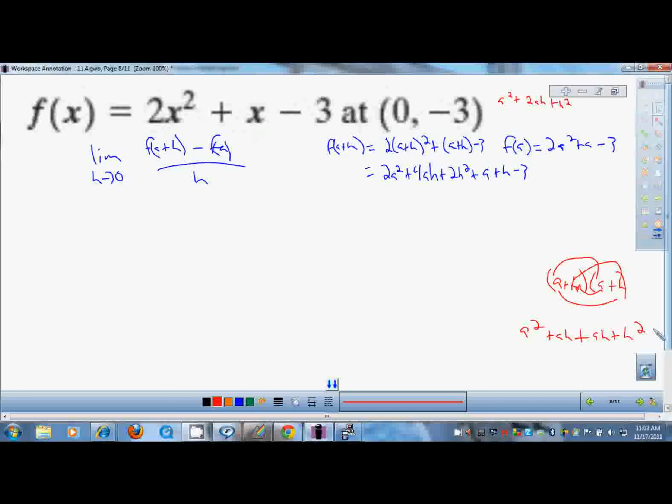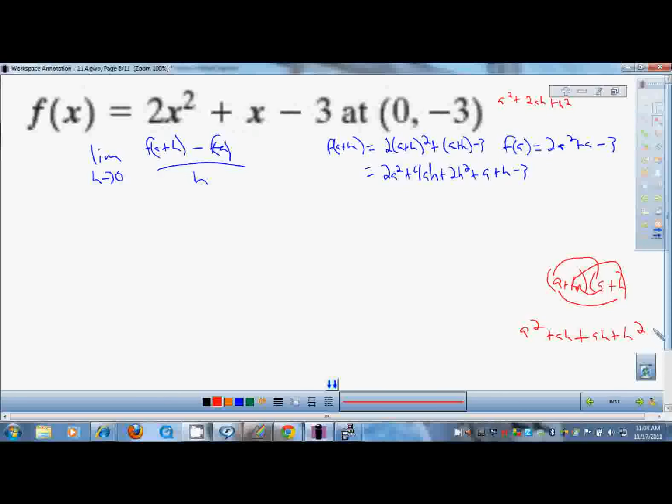And you would have everything in the middle. 2 times a squared, 2a squared. 2 times this, 4a. 2 times h squared, 2h squared. Other questions about where any of that came from?